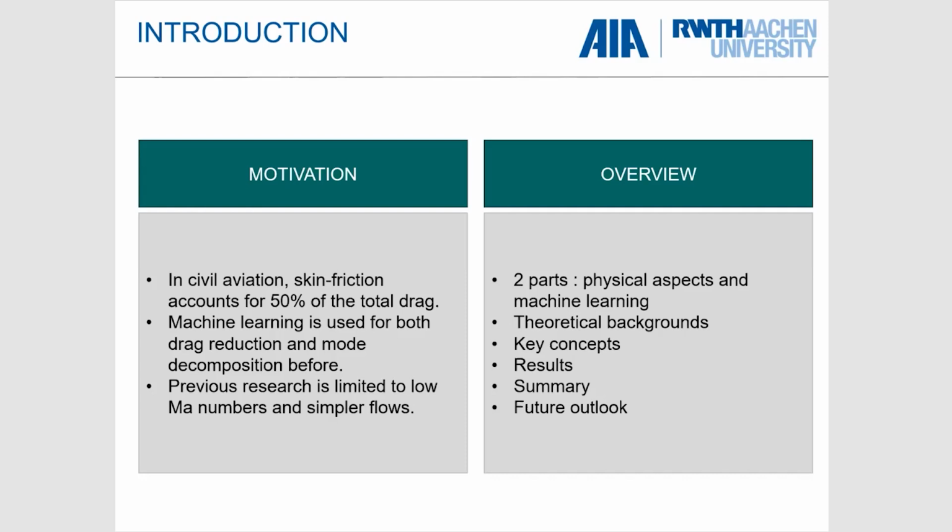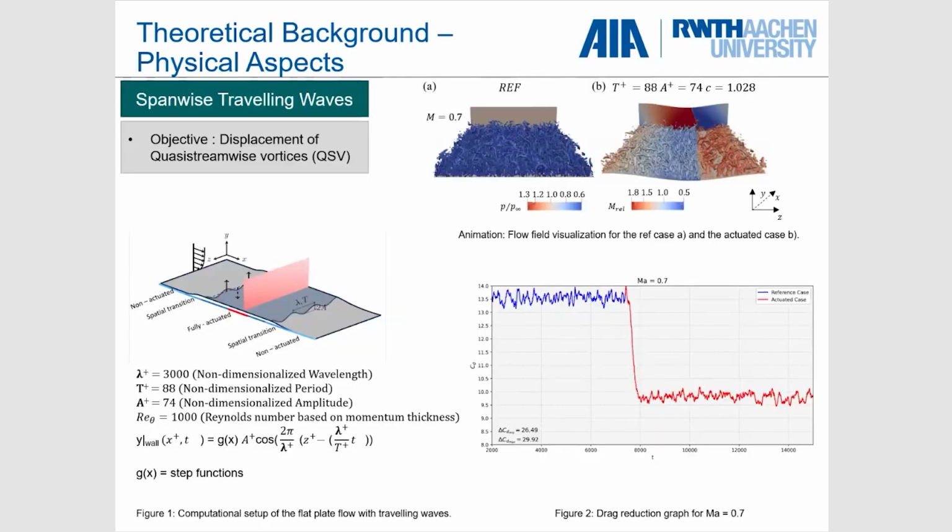The presentation, as well as the work, consists mainly of two parts: the physical aspects, namely drag reduction and the mechanisms behind it, and the machine learning part, so our autoencoder structure. To begin, I will give you some critical background and talk about key concepts, then present the results, and then we'll wrap it up with the summary and a brief future outlook. So we can directly move on to theoretical backgrounds.